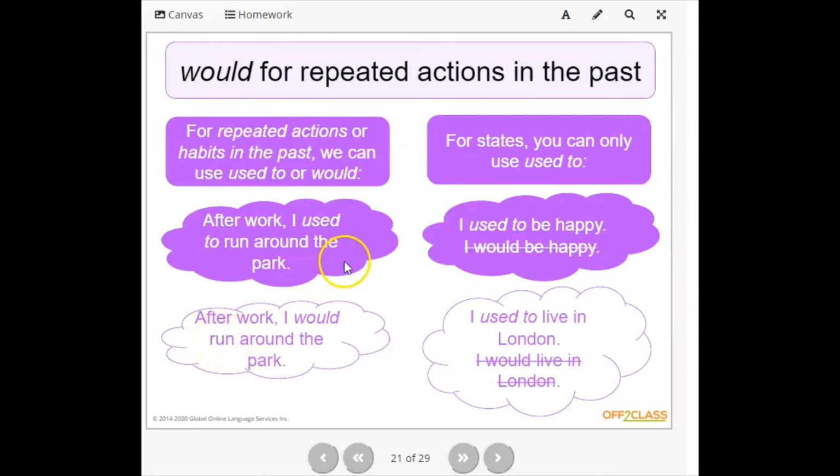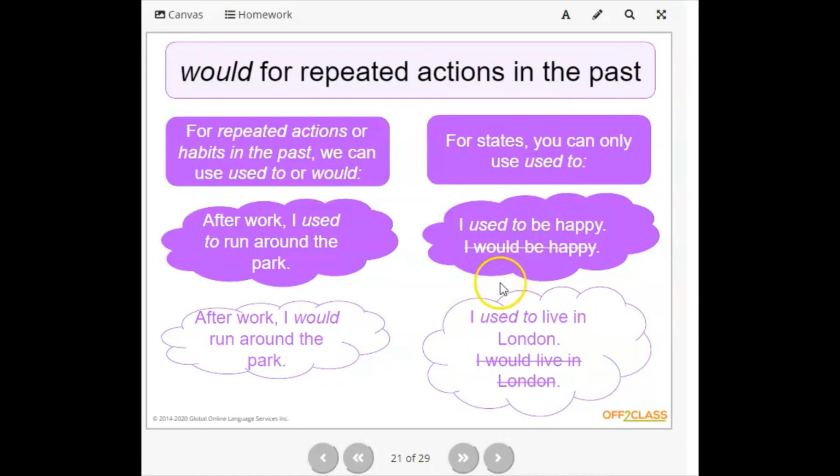Okay, but for states, we can only use used to, right? So, for example, I used to be happy. Now I'm a sad person. But I can't say I would be happy, right? That doesn't work. I used to be happy, okay, because this is a state, okay?